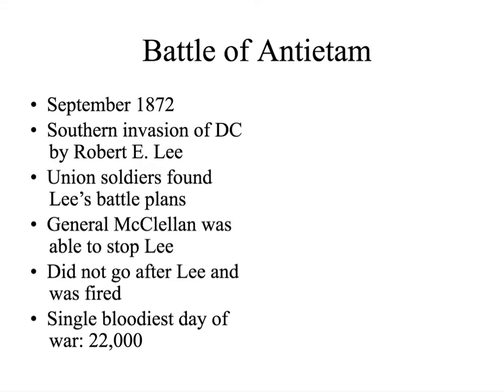So Robert E. Lee's plans are found. General McClellan was able to stop Lee. But the mistake that he made is he didn't go after Lee, and so he gets fired. It is the single bloodiest day of the war, 22,000 men up to this point.